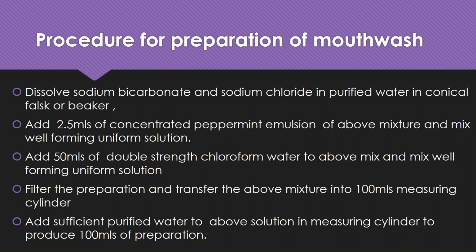After you have done that, add sufficient purified water to the above solution in a measuring cylinder to produce 100 mL of the preparation. This is what we call topping up to the volume. You add the water to make sure that it is up to 100 mL. The topping up is done in the measuring cylinder. So this is the method of preparation of a mouthwash.